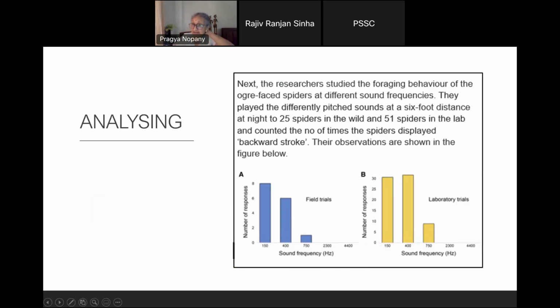Analyzing. For analyzing I had to add more infographics. Now what are these infographics? Now, next, the researchers studied the foraging behavior of the ogre-faced spiders at different sound frequencies. They played the differently pitched sounds at a 6-foot distance at night to 25 spiders in the wild and 51 spiders in the lab, and counted the number of times the spiders displayed backward strike. Their observations are shown in the figure below.